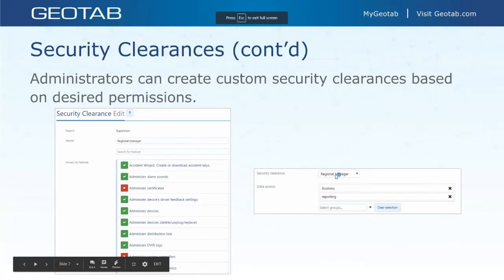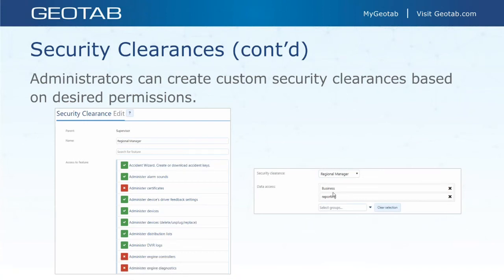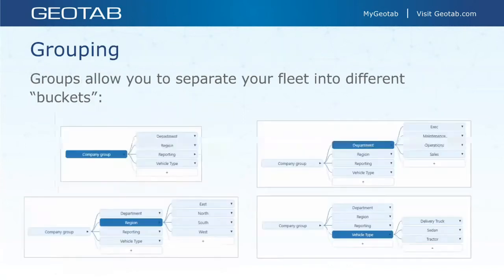So that same thing here is displayed under the security clearance dropdown. Below that, you have the data access, which is different from security clearance. Security clearance is what a user can do. Data access is what data the user can see. So what vehicles, what assets can they see when they're logged into the database or when reports go out?